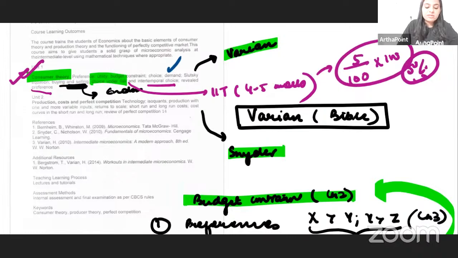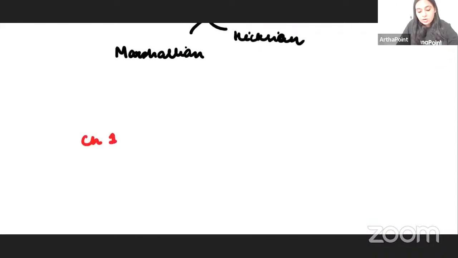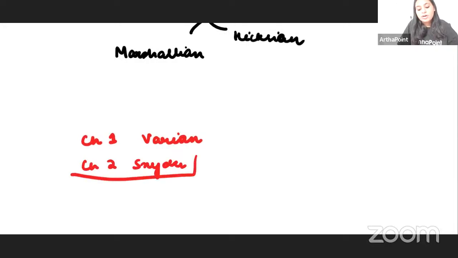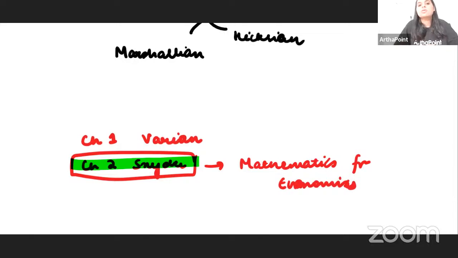This, from the Varian book, is chapter 2 to 11, all chapters. By the way, no one suggests it, but chapter 1 of Varian is also very important. And chapter 2 of Snyder is super important. I think in different versions it is different, but the chapter is Mathematics for Economics. Actually, this is the most important chapter of this book.